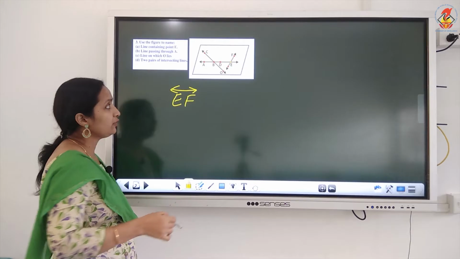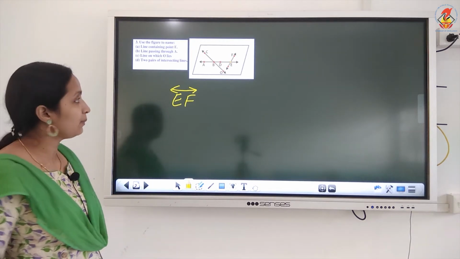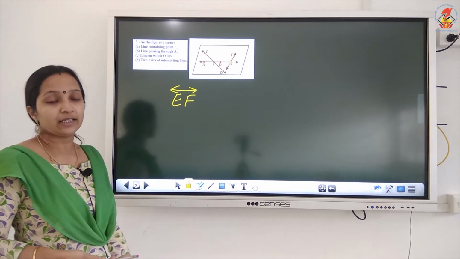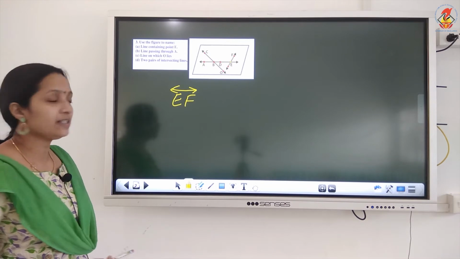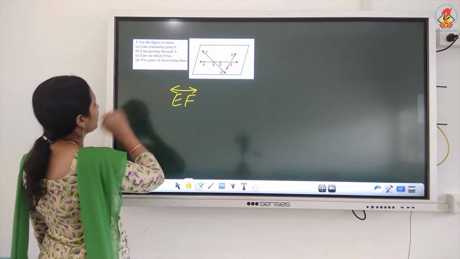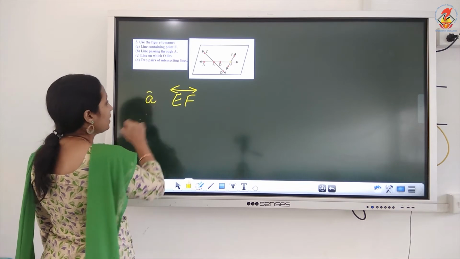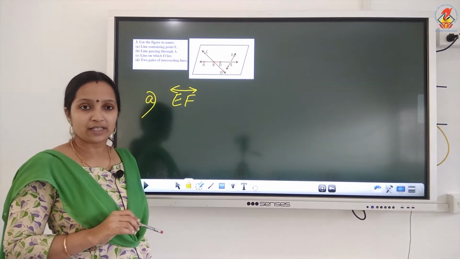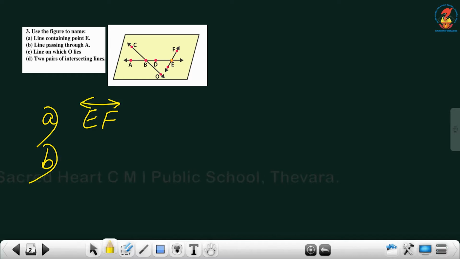Not only EF, DE is a line containing the point E, BE is a line containing the point E, AE is a line containing the point. You can write any name, okay? So they are asking only one name, that's why we are writing it as EF. I hope it's clear.